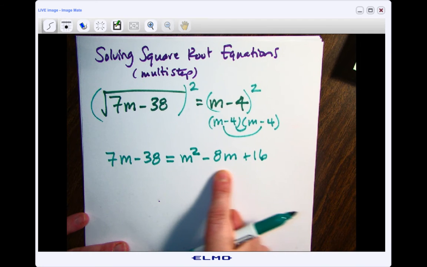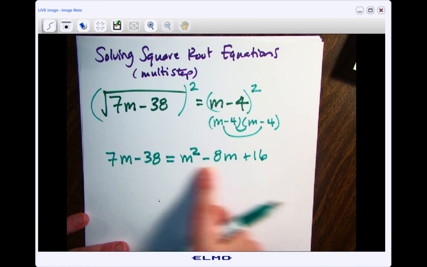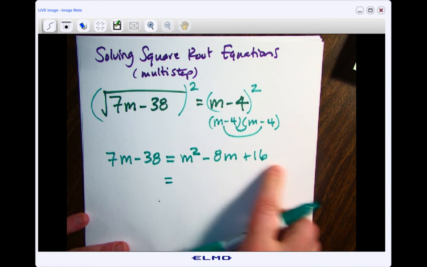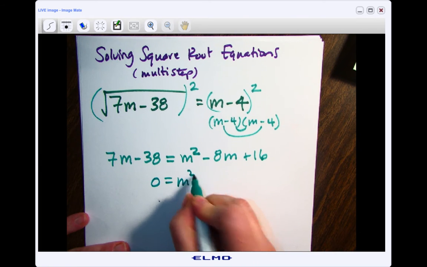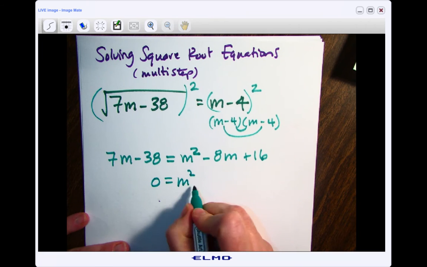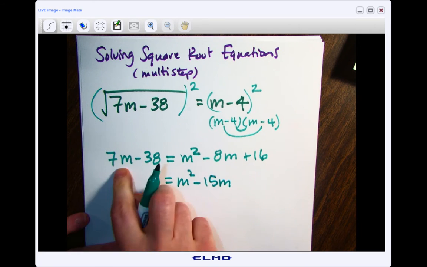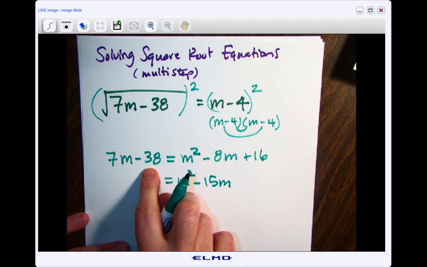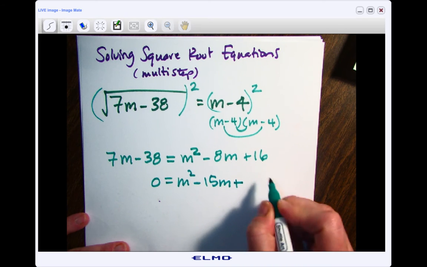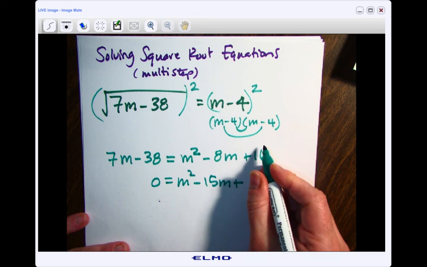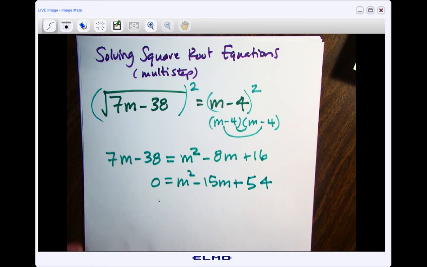So what am I going to do? I'm going to try to factor it first. So I'm going to get it set equal to 0, so I'm going to move everything to this side just because the m squared is already positive, and I like it to be positive. So what's that? A negative 15m when I subtract 7m from both sides. And now I'm going to add 38 to both sides. So what is that? Is that a 54? I think it's a 54, right? I think that sounds good.